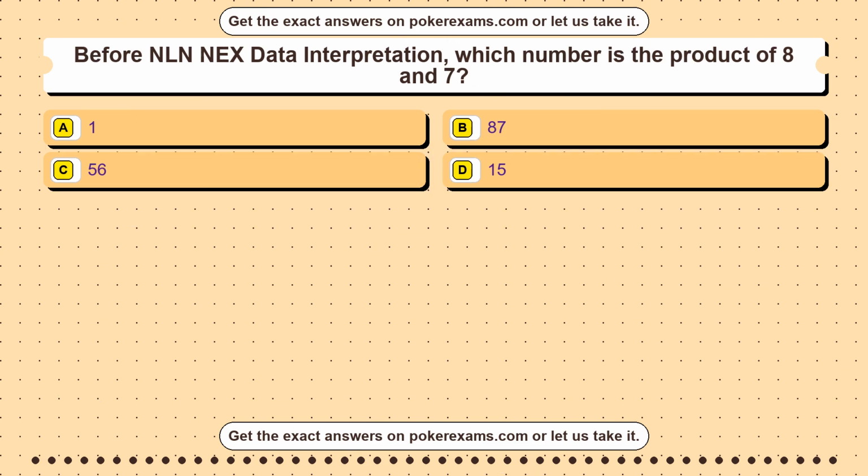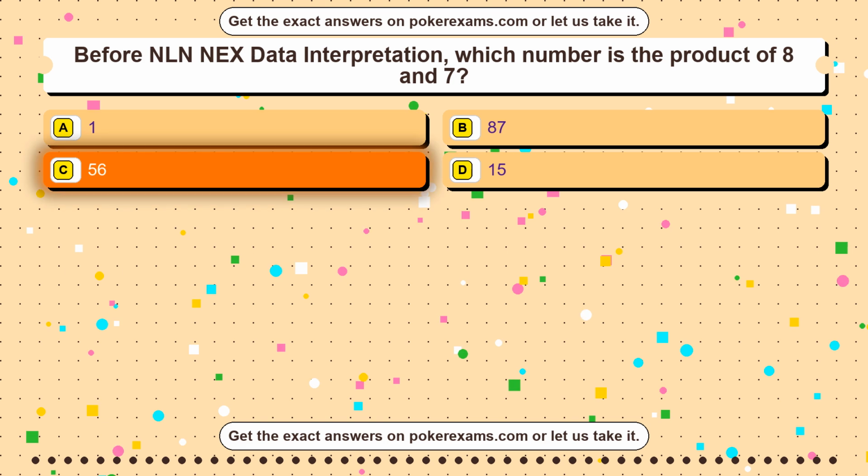Question 15. Before NLN NEX Data Interpretation, which number is the product of 8 and 7? Option A, 1. Option B, 87. Option C, 56. Option D, 15. The correct answer is option C.